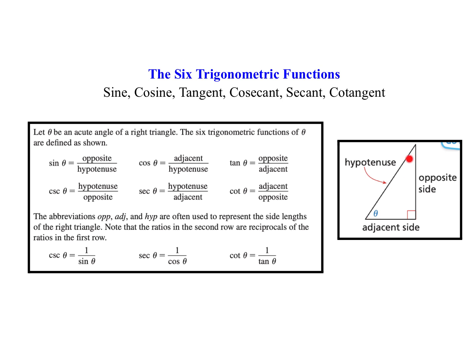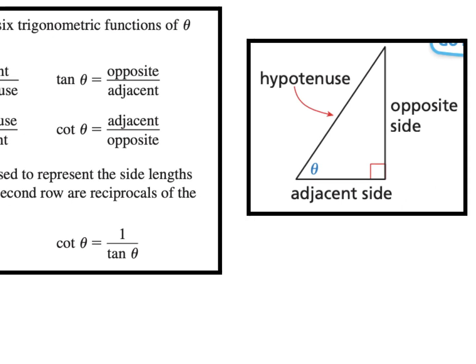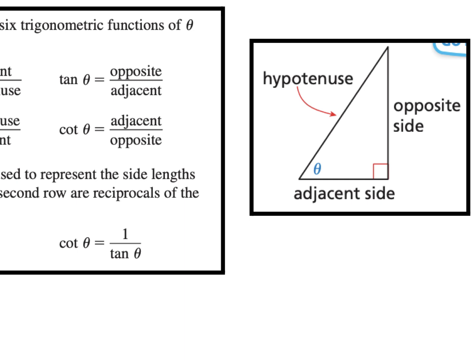So here you see we have a right triangle, and just so you guys know, this variable is the Greek letter theta. It's probably the most common variable that we use to show an angle. And then remember, this square means that this is a right angle. So if this is theta, if you look at the leg that's touching the angle, we call this the adjacent side. Adjacent means next to.